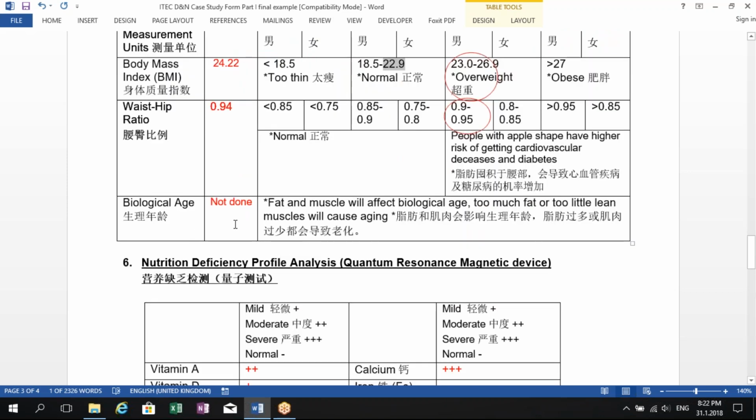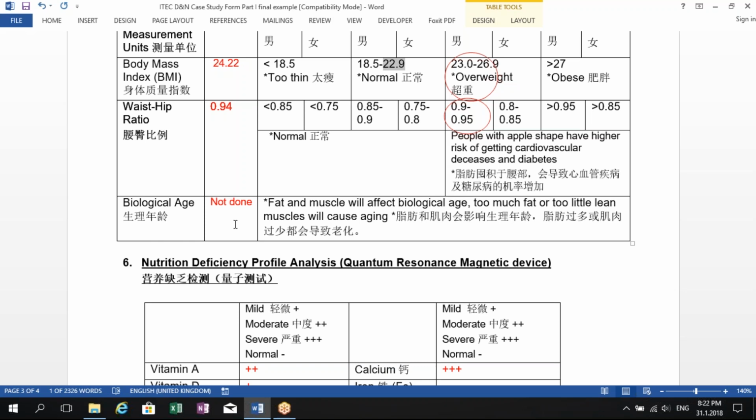Okay, biological age. This one is actually measured by the machine, the physical body analysis device. Have you learned this one? No. So you can learn from the academic staff how to calculate the biological age. Or they will key in your height and weight, and then ask you to hold something, and after that the result will come up.